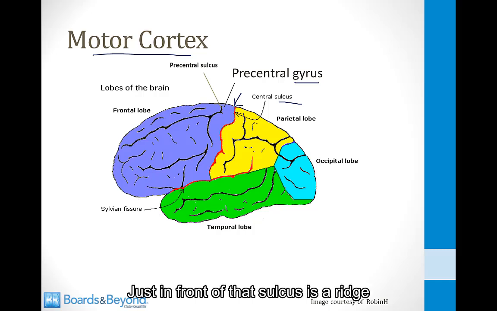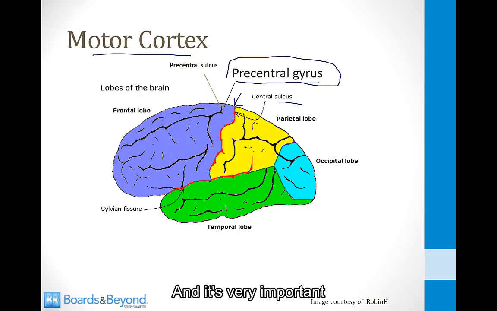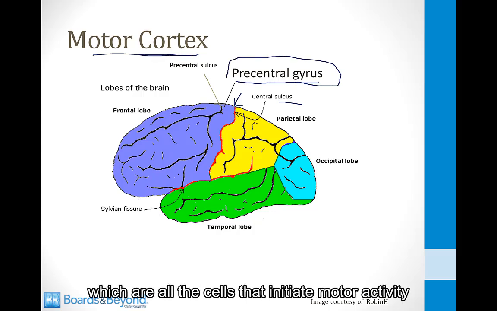Just in front of that sulcus is a ridge of tissue called the precentral gyrus, and it's very important because it contains our motor cortex, which are all the cells that initiate motor activity for the body.